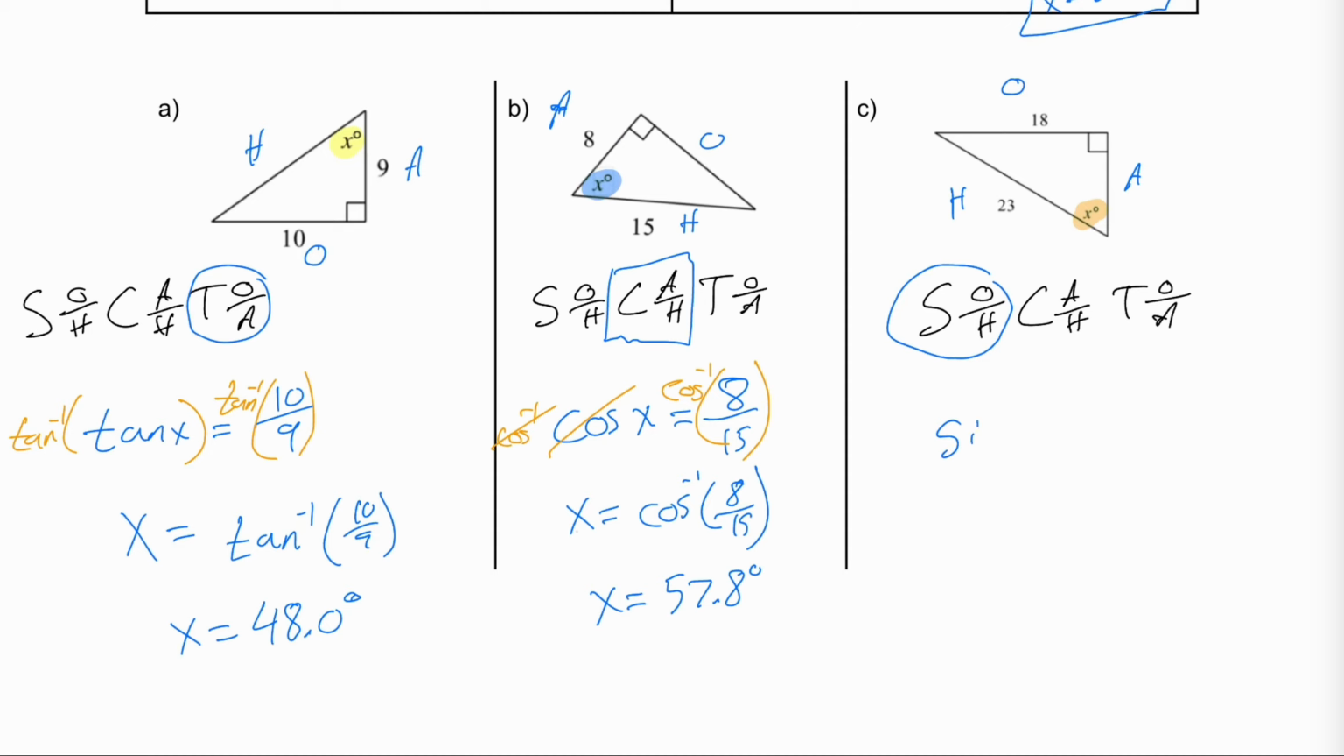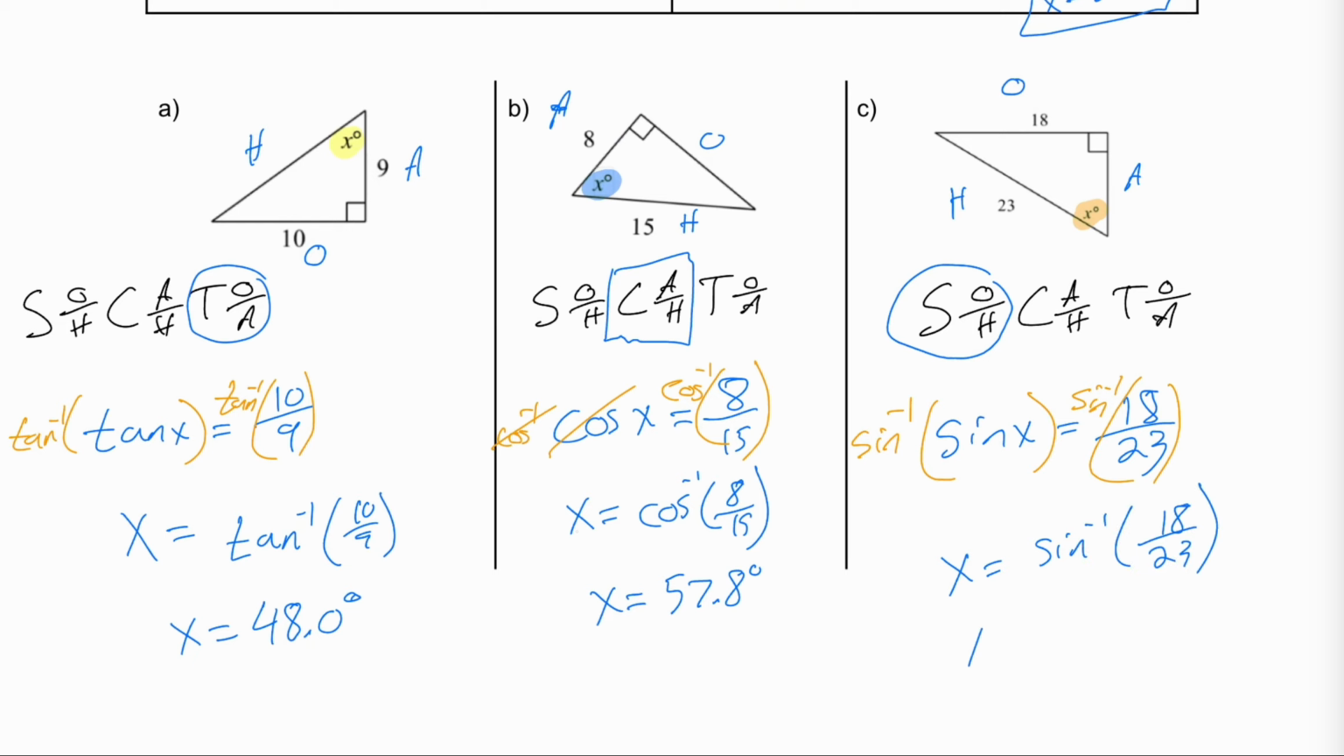So the sine of angle x is equal to 18 over 23. And as we want to find angle x, we use that inverse sine operation to both sides. And we end up with x equals the inverse sine of 18 over 23, which when you type that in, you should get 51.5 degrees. So listen, keep practicing these. They get easier and easier the more you do. And then check in when you're done with this page.